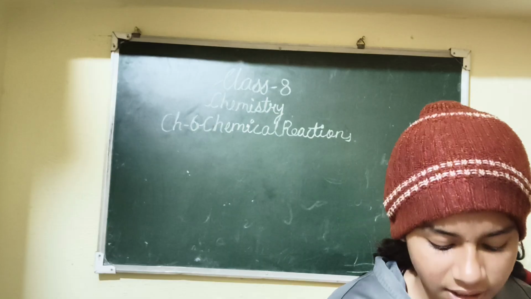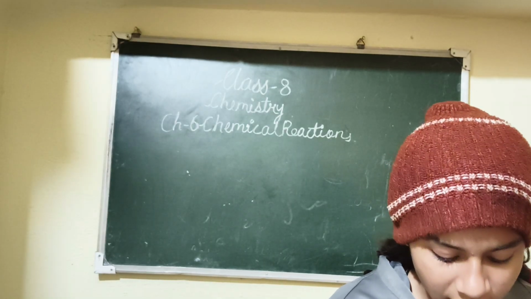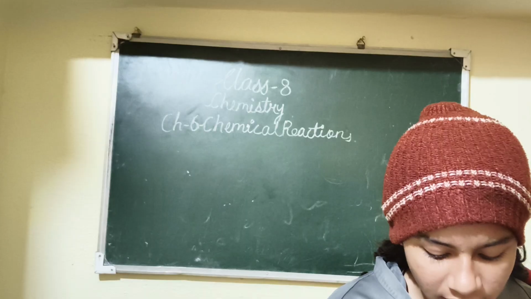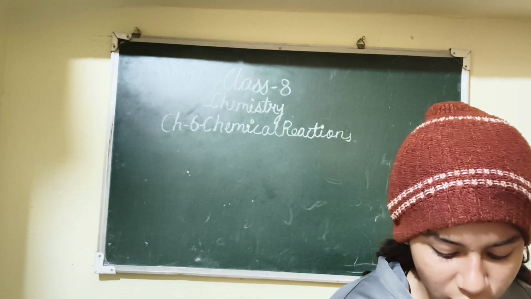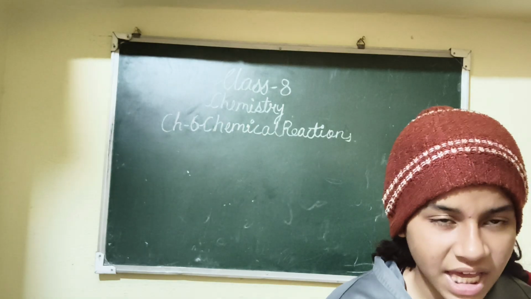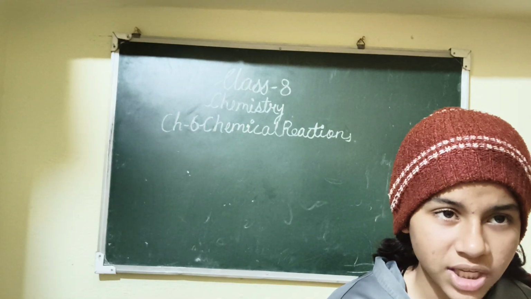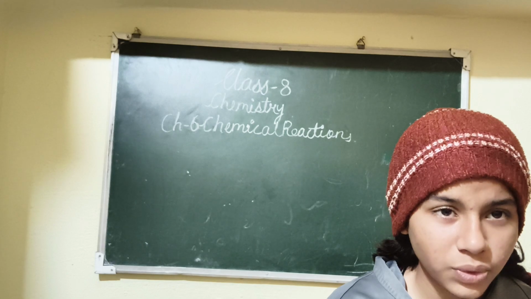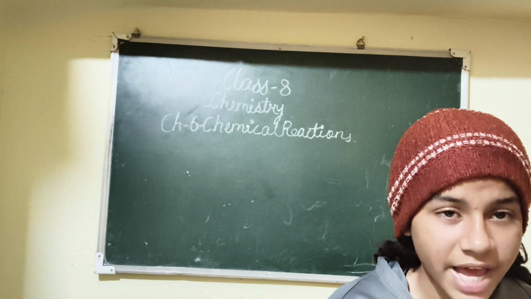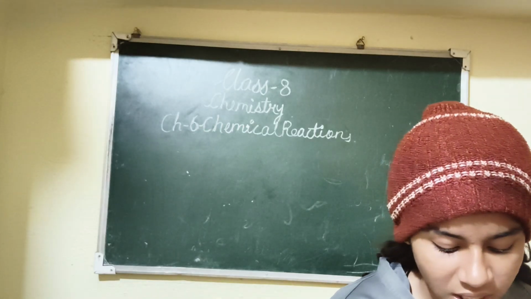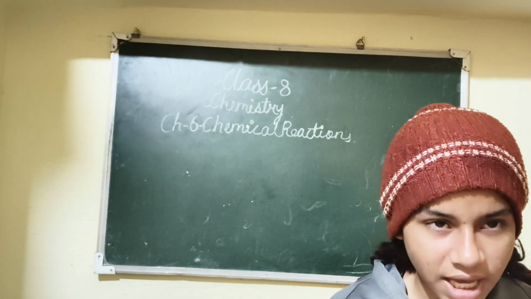Then, which of the following equations represents the double decomposition reaction? So, the answer is AgNO3 plus NaCl forms AgCl plus NaNO3. This is because the ions are exchanging their places. So that's why this is the reaction in which double decomposition takes place. Match the columns A and B.